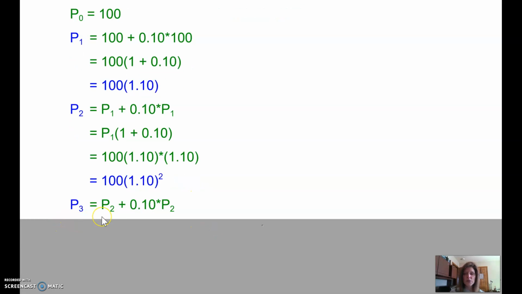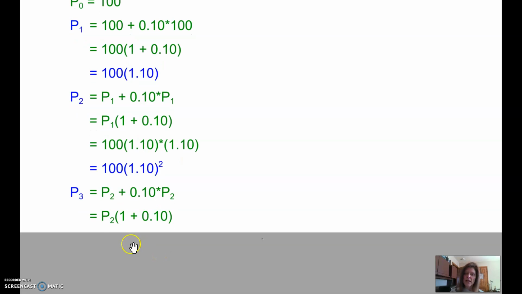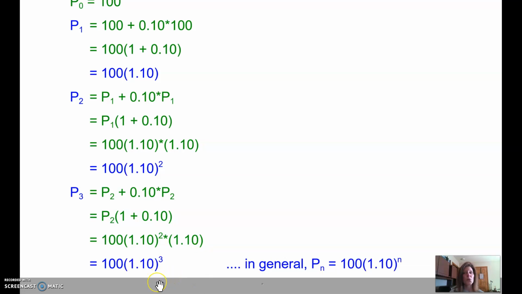P sub 3 is going to be P sub 2 plus 10% of P sub 2. You've got the pattern, right? We're going to factor out the P sub 2, and we're going to come up with another 1.10 there when we simplify inside the parentheses, and we're going to replace the P sub 2 by what we have right above here. And I have 100 times 1.10 squared times another 1.10. So if I have a square times another one, adding those together, we get 1.10 cubed, or to the third power.